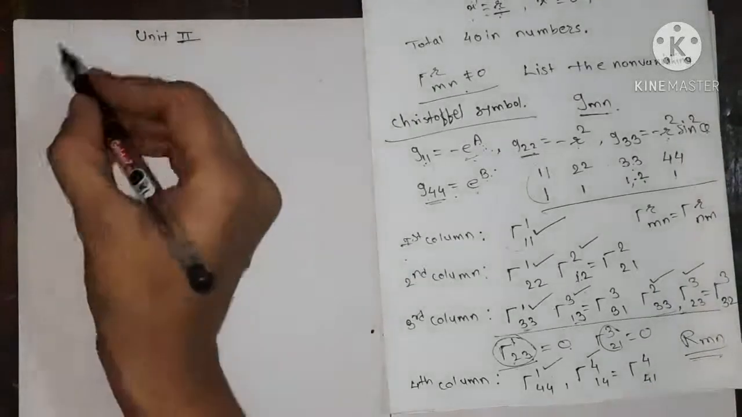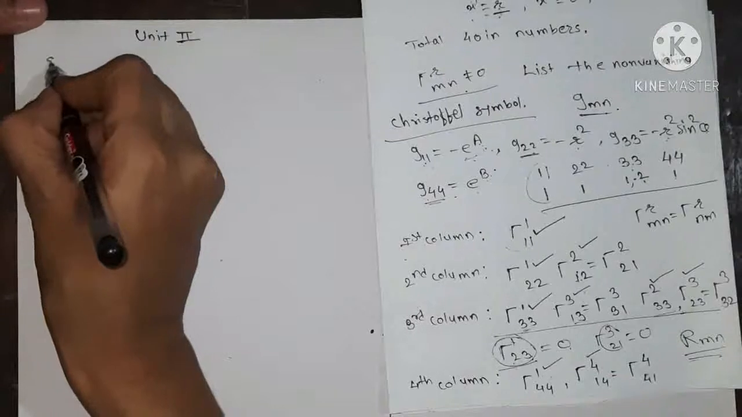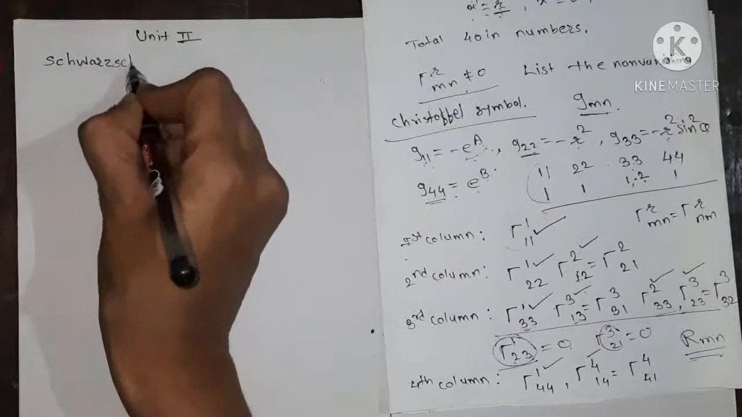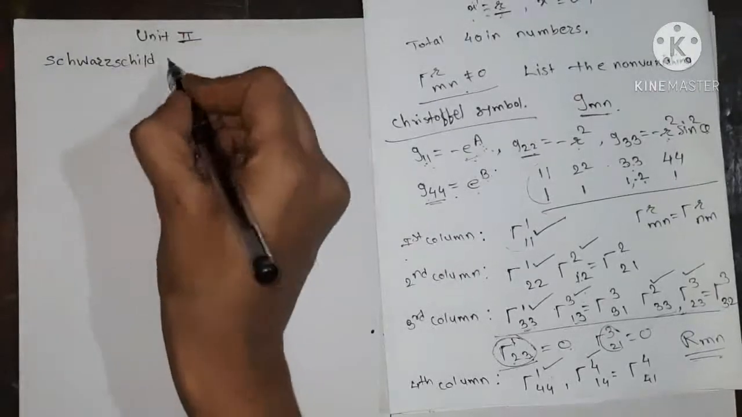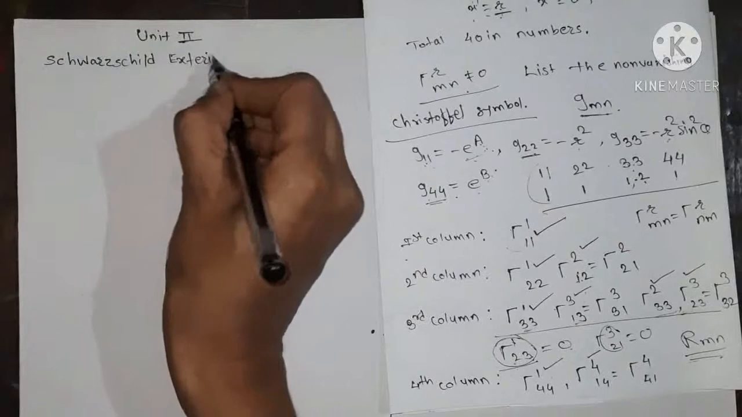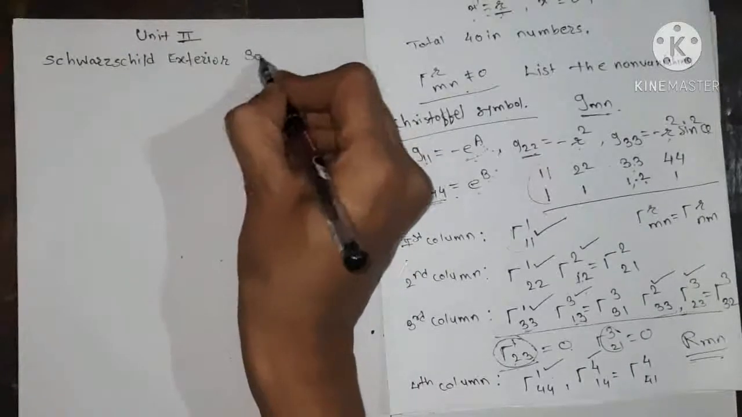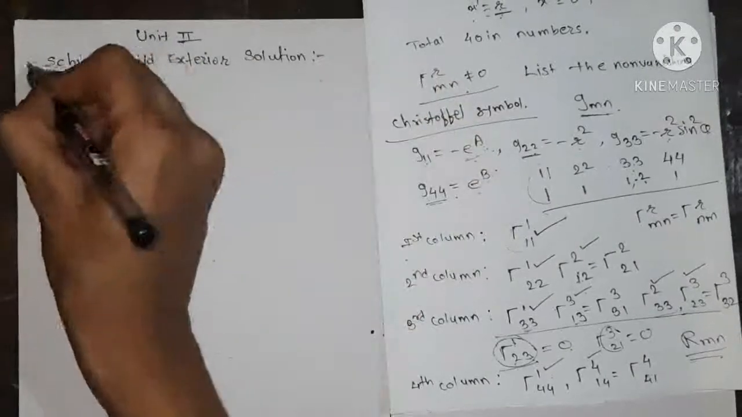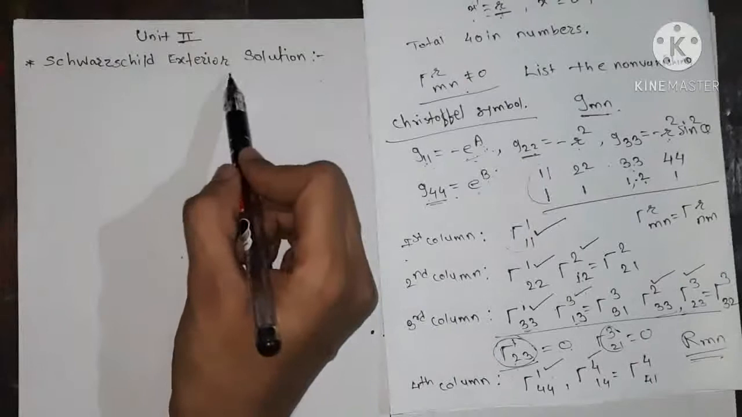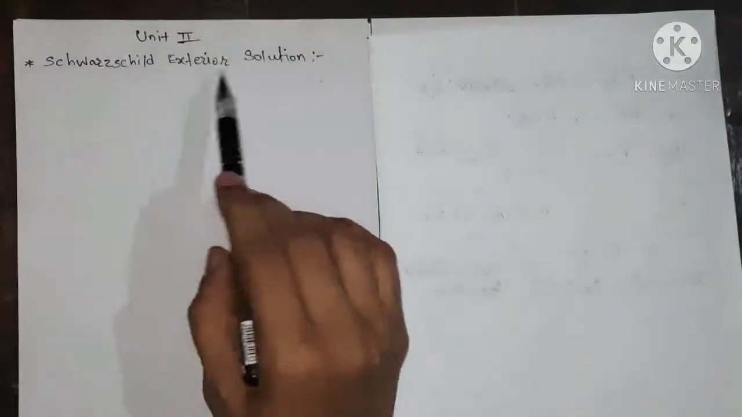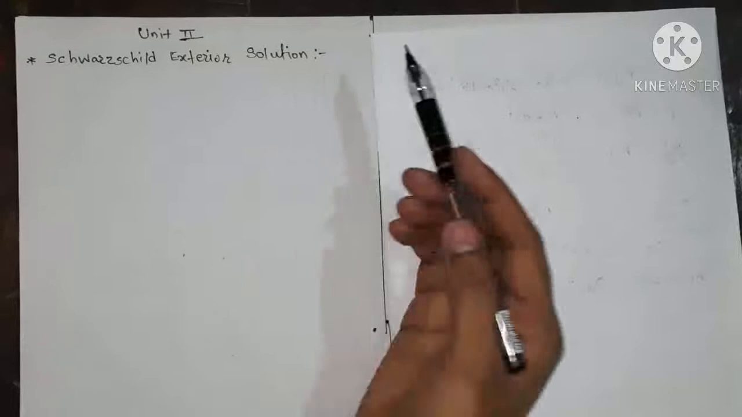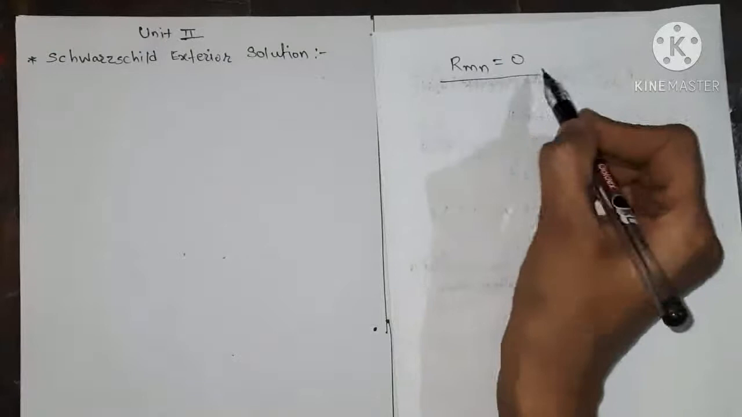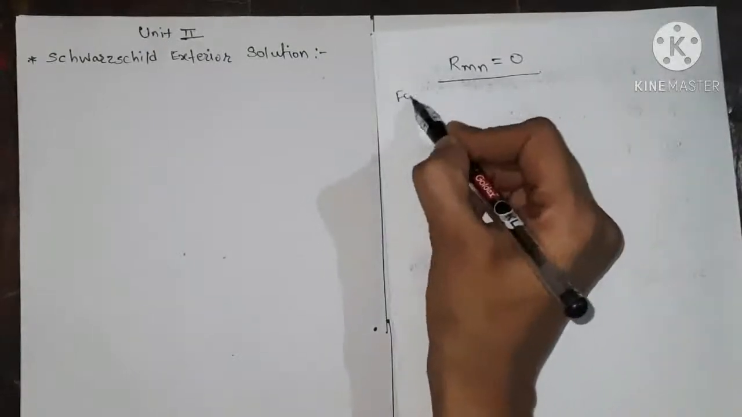So our today's topic is the Schwarzschild exterior solution. So we are finding the Schwarzschild exterior solution. Our Schwarzschild exterior solution is the solution of R_mn equals to 0. So we are solving here R_mn equals to 0 for the spherically symmetric line element.